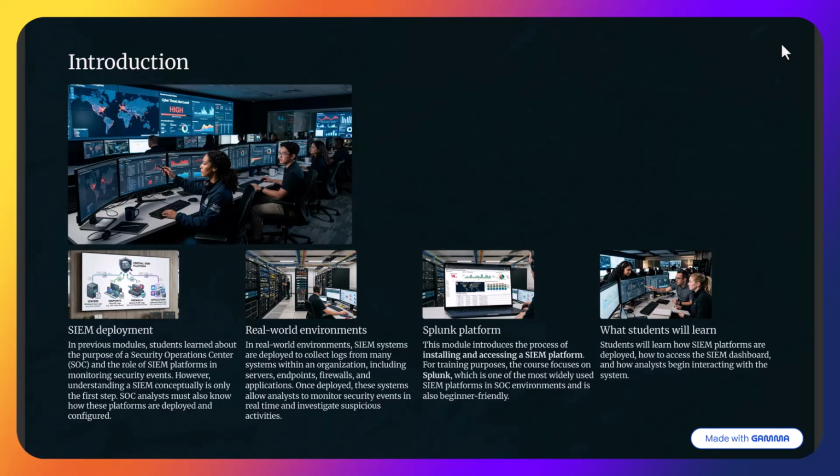Examples of these systems include servers. What are servers? Servers are computers that provide services or resources to other systems on the network. And we have endpoints. These are devices such as laptops, desktops, and workstations used by employees. Then there are firewalls. Firewalls are security devices that monitor and control network traffic. We have applications, which are software programs used within the organizations.